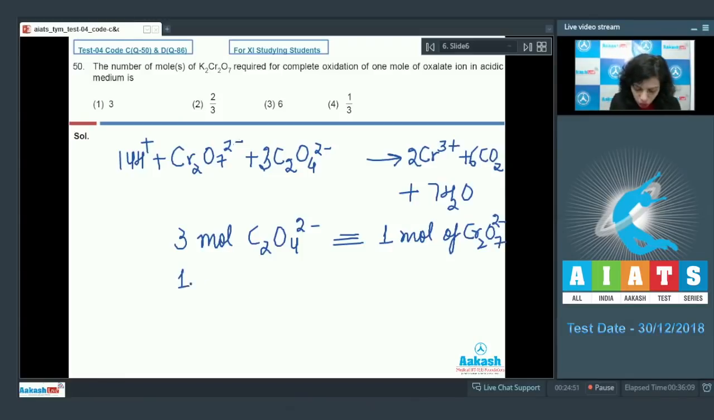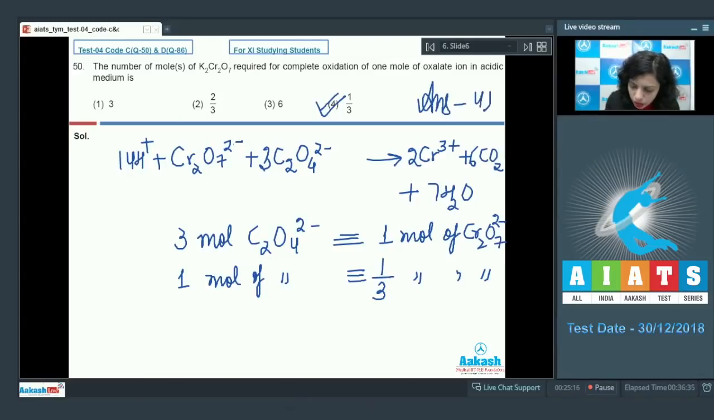It means if you have only 1 mole of this oxalate ion, then definitely you need 1/3 mole of dichromate ion. So how much K2Cr2O7 is required in this case? 1/3 moles are required for the oxidation of 1 mole of oxalate ion in acidic medium. So on that basis, option 4 is the correct option. Now, after this, it's a turn for next question.